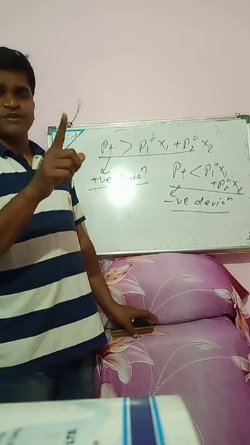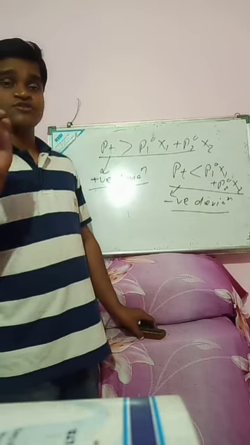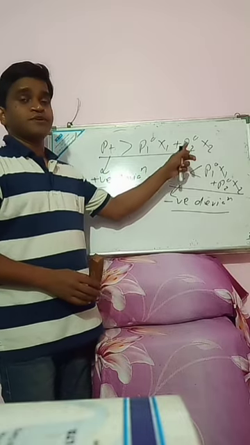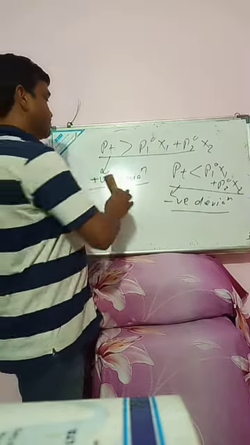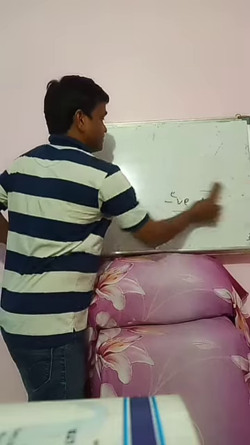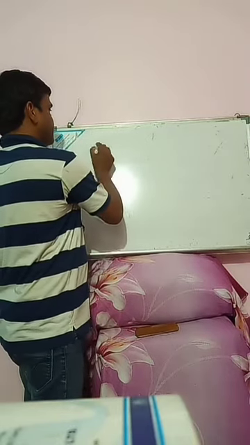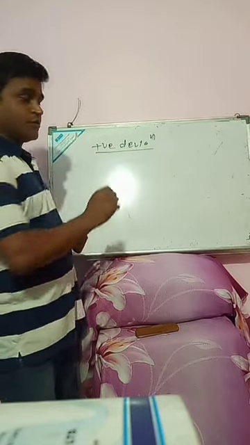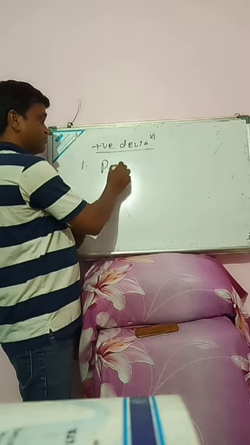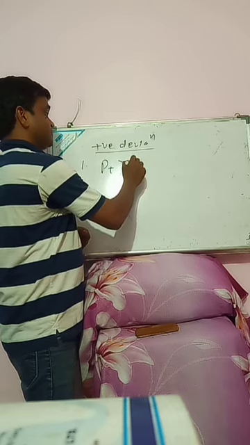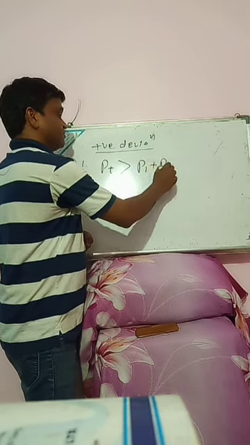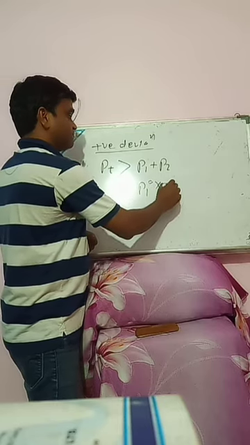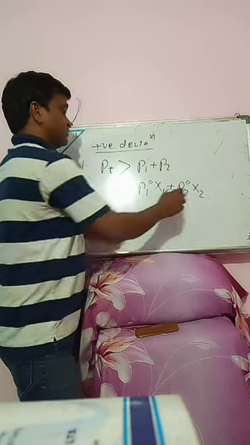What is the expectation in Raoult's law? In Raoult's law, the expectation was that the total vapor pressure must be equal to P1 naught x1 plus P2 naught x2. So consider the first case, that is positive deviation. What is the first condition? For positive deviation, this is the definition: the total vapor pressure must be greater than P1 plus P2, or P total is greater than P1 naught x1 plus P2 naught x2. This is the first condition.